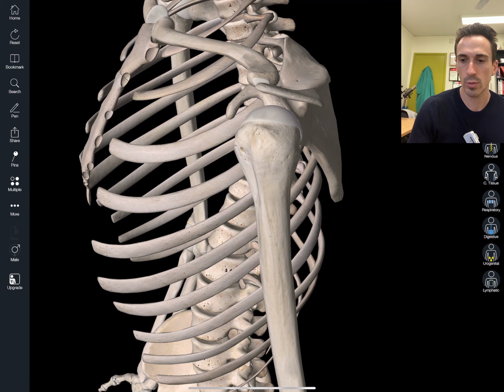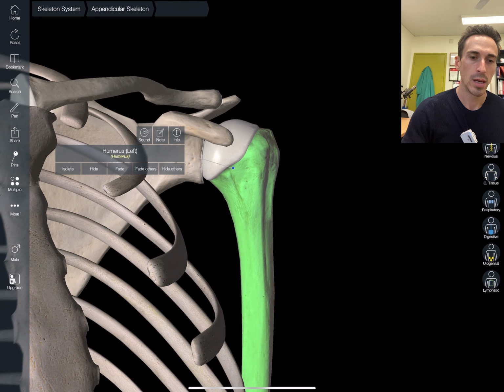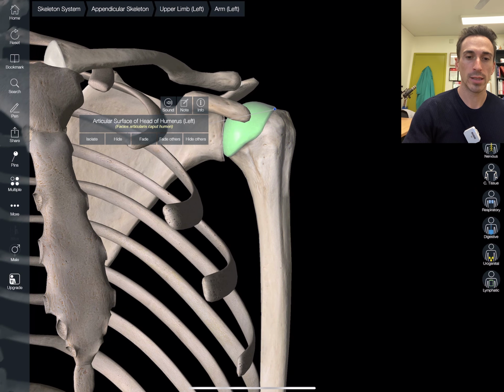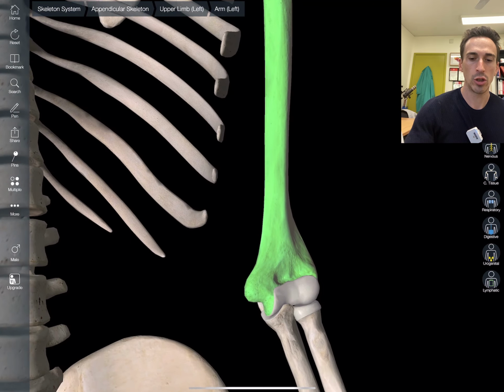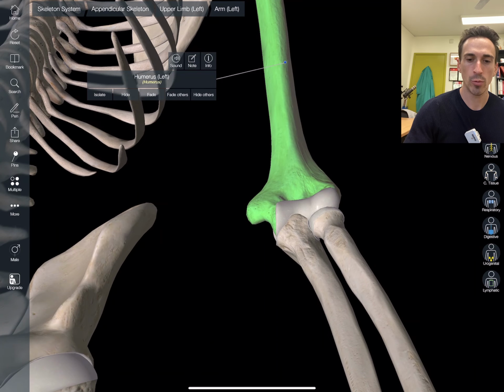All right, let's get rid of these muscles. We're not looking at muscles this week, we're looking at bones. Then we've got the humerus, and you can see the articulating surface of the humerus head right there. There's the humerus, and it goes down, and the humerus articulates with both the radius and the ulna.